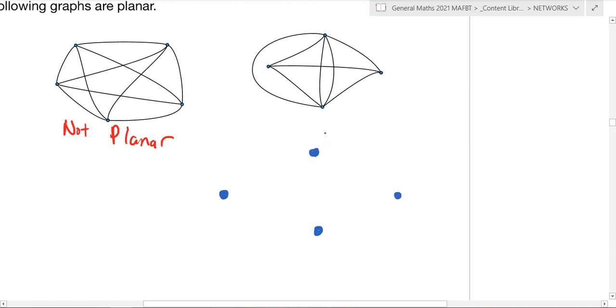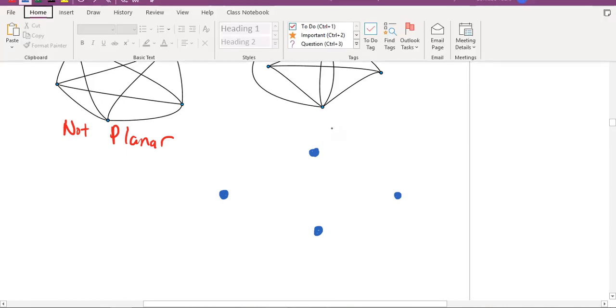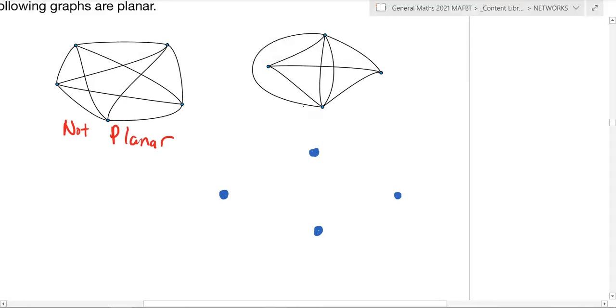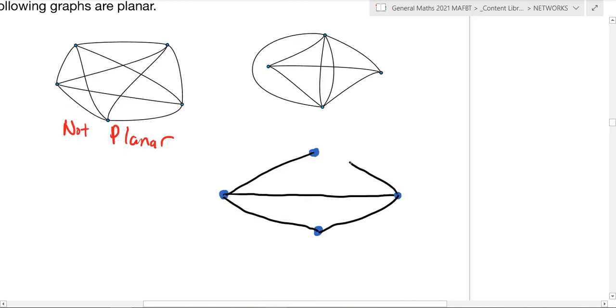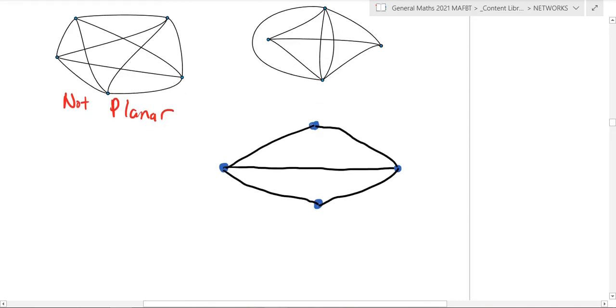So how can this graph be planar? Well, let's redraw it so that the edges do not intersect. I'm going to start off by drawing these connections here between these vertices. You've got that, you've got this, and then this is connected to that. Notice how I haven't drawn these ones here and this one yet, because I will make this planar by redrawing it.